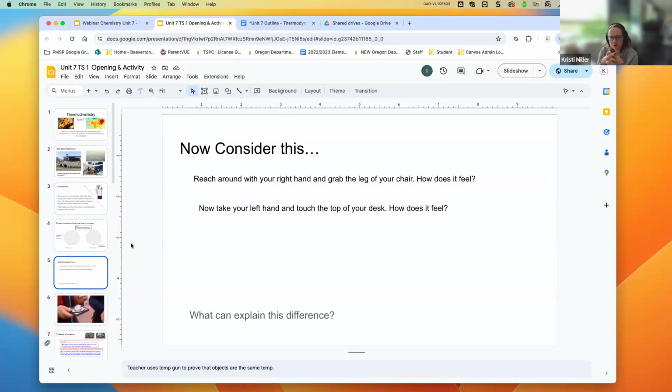So that's when we get the temperature gun out and show them that the leg of the chair is actually the same temperature as the top of your desk, which is actually the same temperature as the floor, which is actually the same temperature as the lab bench, et cetera, et cetera. And so then we really start activating thinking, like, why is that happening? Why does that one feel colder if they're actually the same temperature? So kind of getting that going.